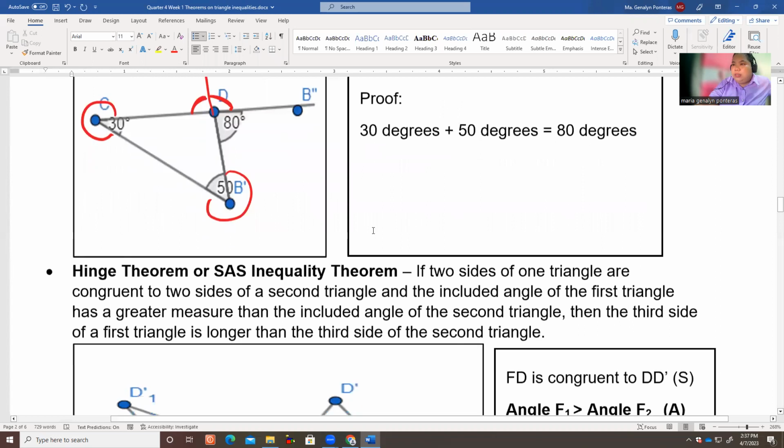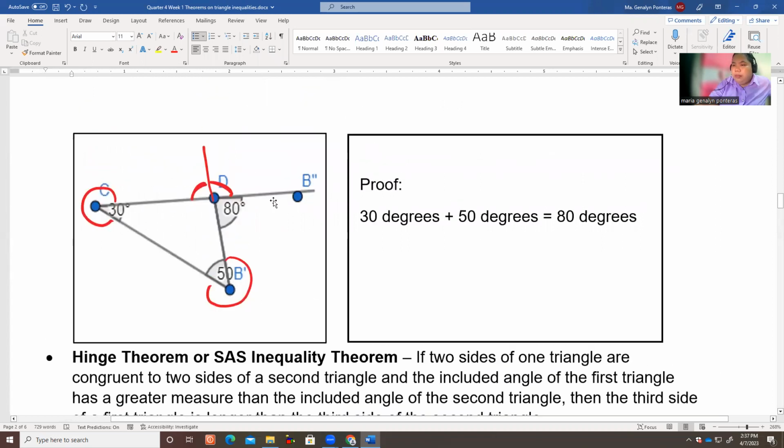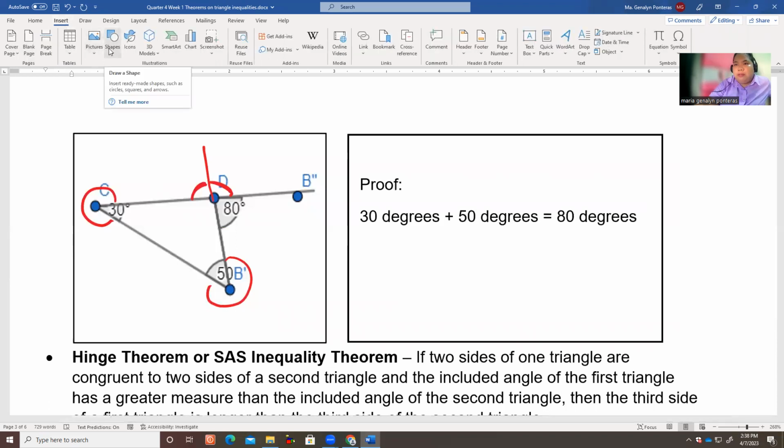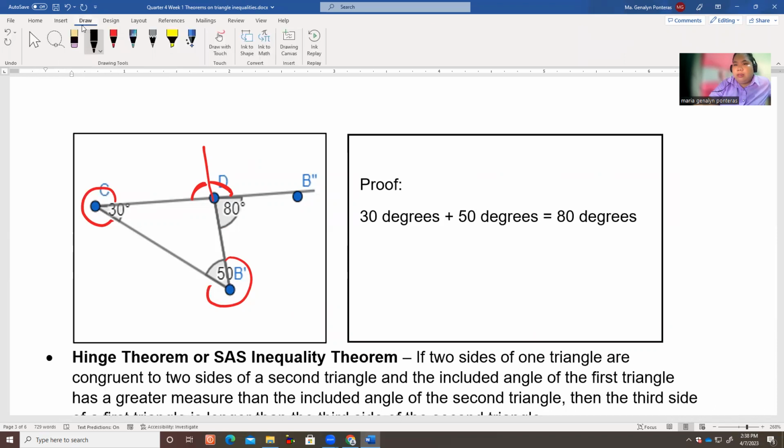Okay, so let me continue. Angle B prime here is equal to the sum of C and B double prime. So that's 30 plus 50, which will give you 80. Now what if I have an exterior angle here? What if I have the exterior angle here?